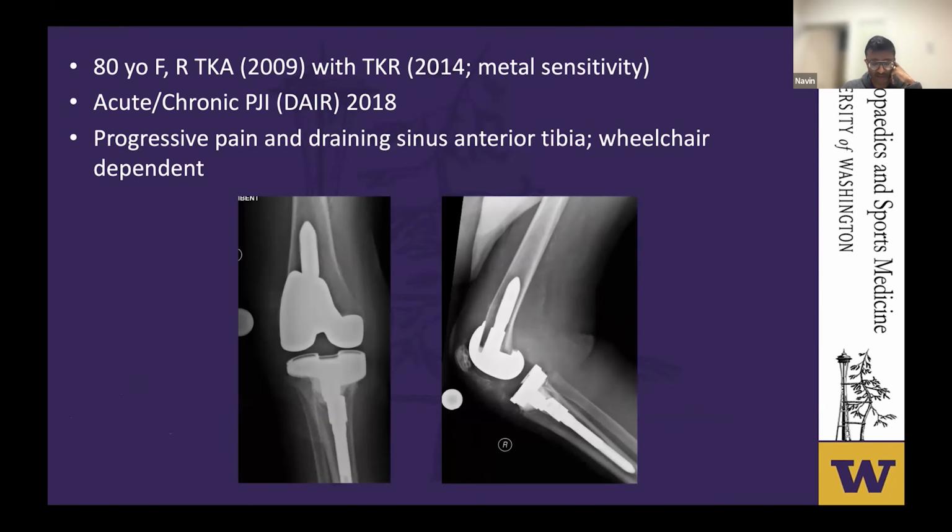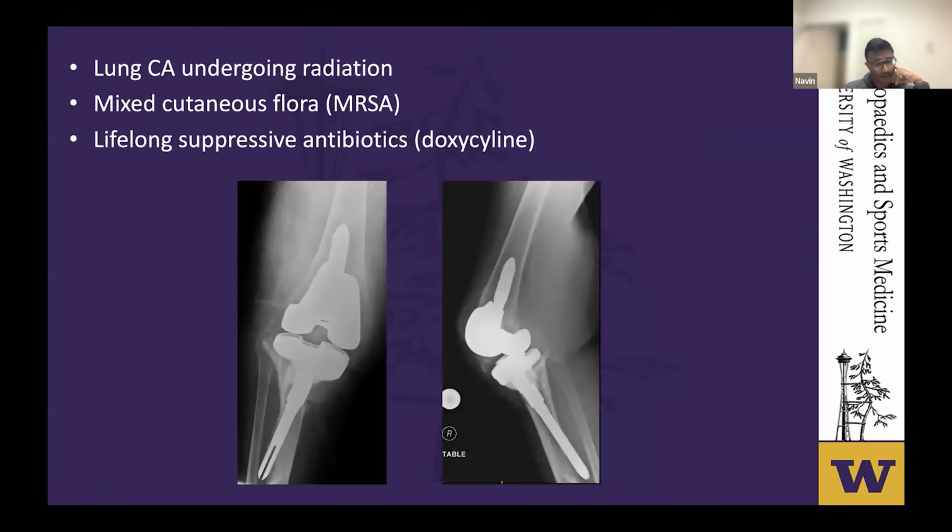She presented at Northwest Hospital last fall with reports of a draining sinus in her right knee, although her pain had remained largely unchanged. She had been in a wheelchair for the predominance of last year and had been actively treated for lung cancer. Repeat x-rays of her knee demonstrated catastrophic failure with migration of the tibial stem from the intramedullary canal. Cultures of her sinus demonstrated mixed cutaneous flora, including MRSA.